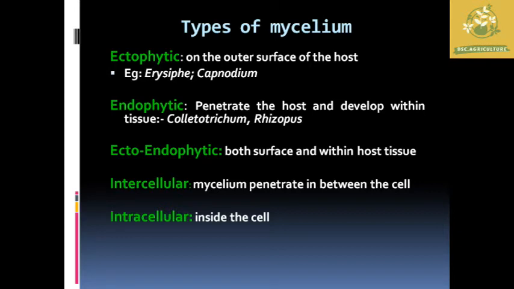The ectophytic mycelium is present on the outermost surface of the host, for example powdery mildews. The endophytic mycelium penetrates the host and develops in the tissue, for example Colletotrichum and Rhizopus. The ectoendophytic is present on the surface as well as within the host wall. Intercellular is where the mycelium penetrates in between the cells, and intracellular is where the mycelium grows inside the cell.